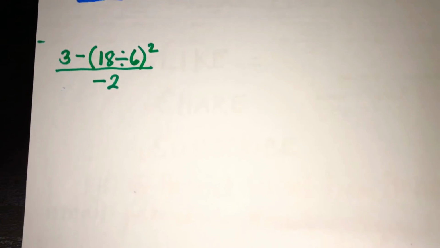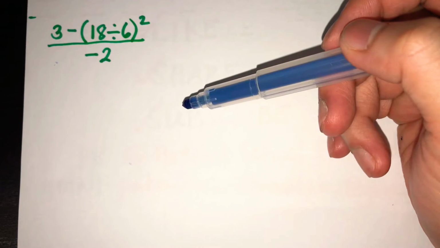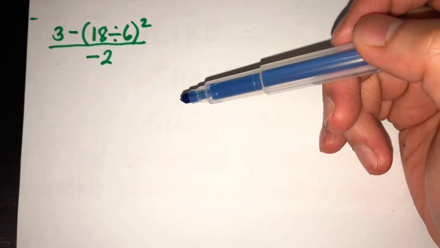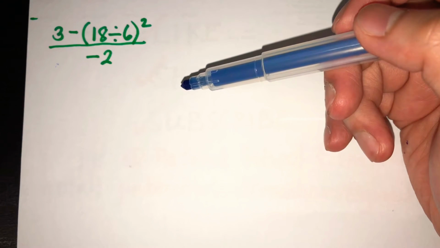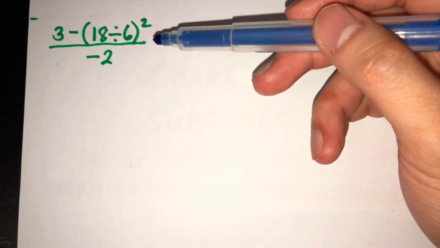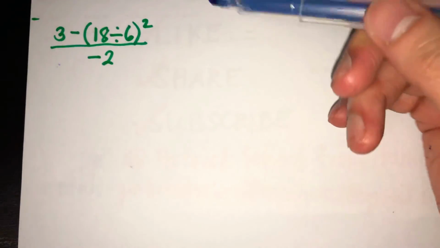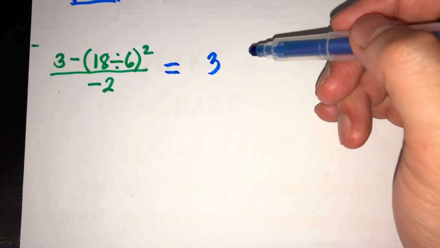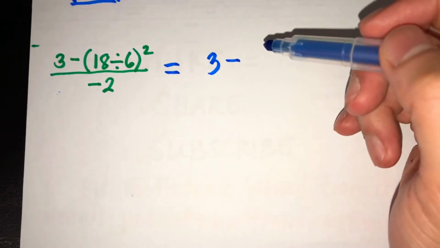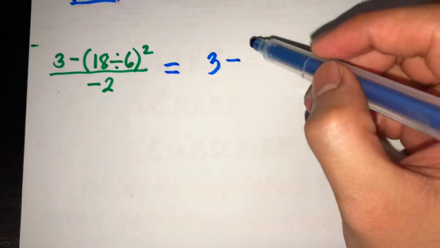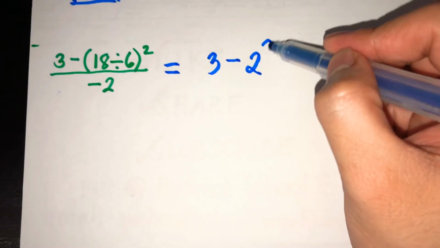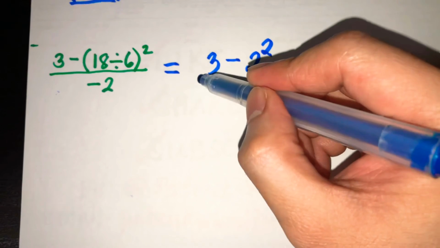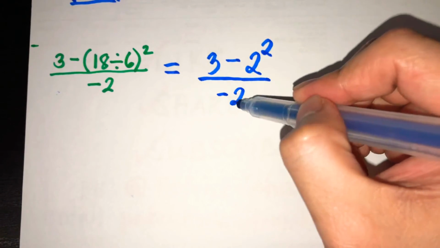Now this next one is a little bit tricky because we have a fraction, then we have a bracket, then we have an index or a power. So what we're going to do with this one is, again, simplify first by performing the operation inside the bracket. So this is now equal to 3 minus, then 18 divided by 6 is equal to 2 raised to 2, over negative 2.